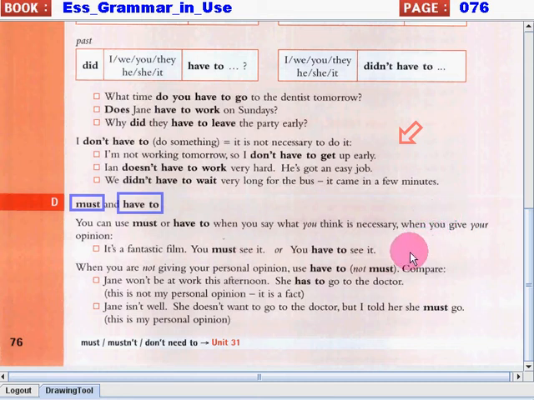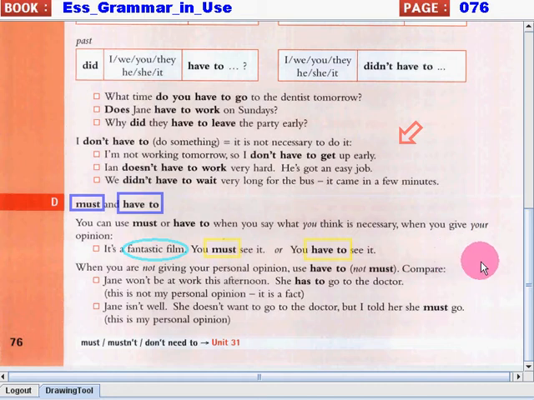Let's have some examples. It's a fantastic film. You must see it. It's a fantastic film. You have to see it. So as you can see, we can use both those words.